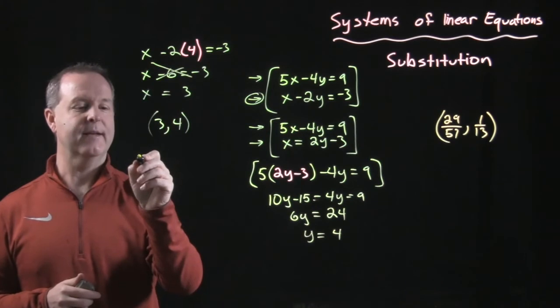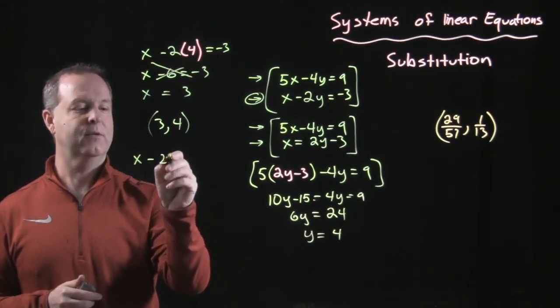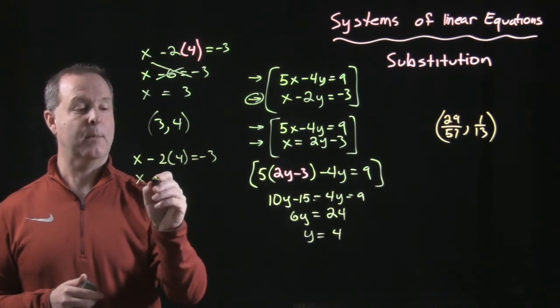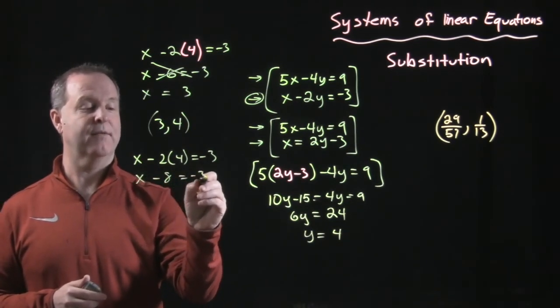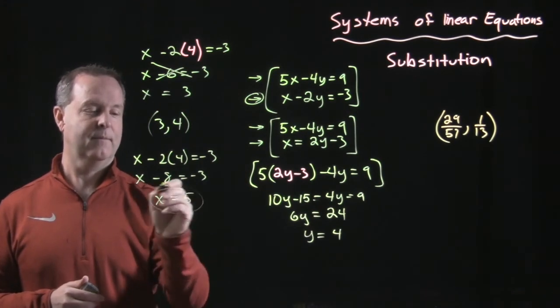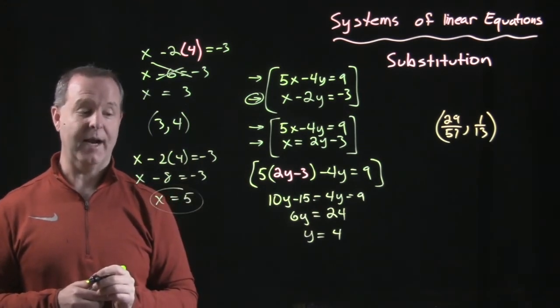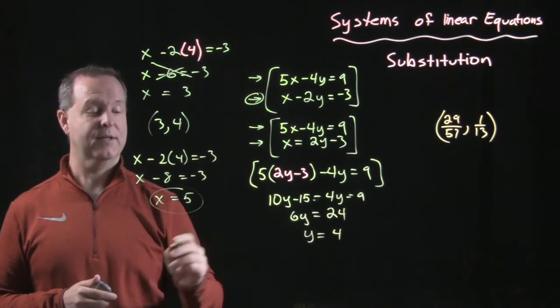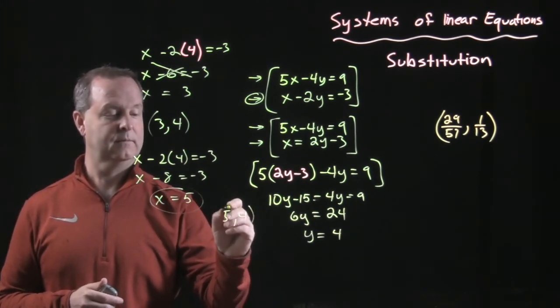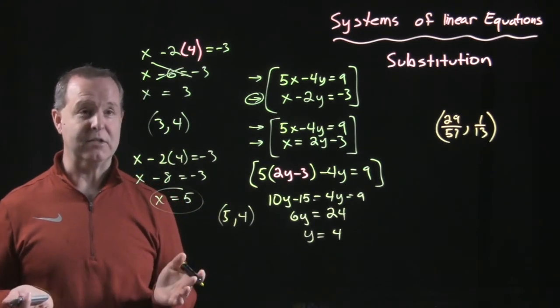So let's try that again. x minus 2 times 4 equals negative 3. x minus 8 equals negative 3. x equals 5. There we go, that's the correct value of 5 for x. So my solution point then would be 5 and 4. Good thing I checked the solution.